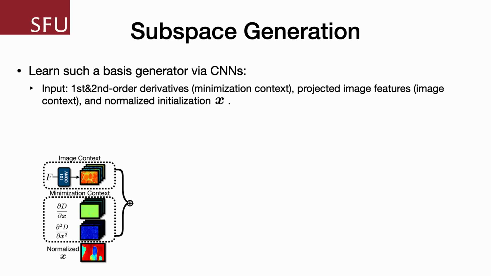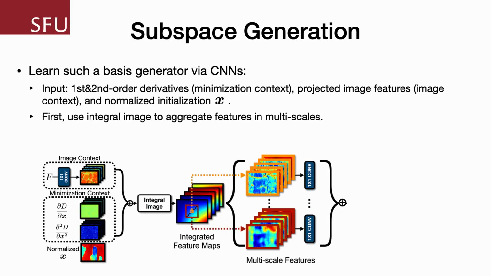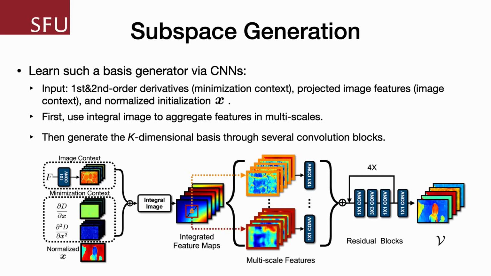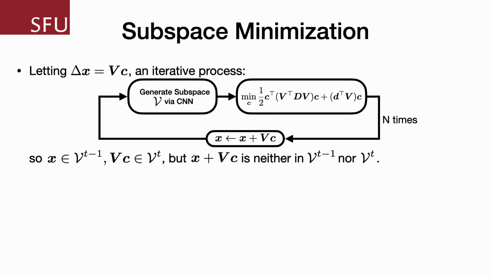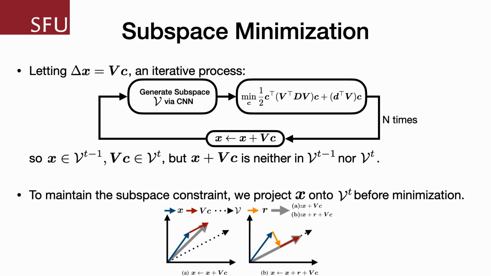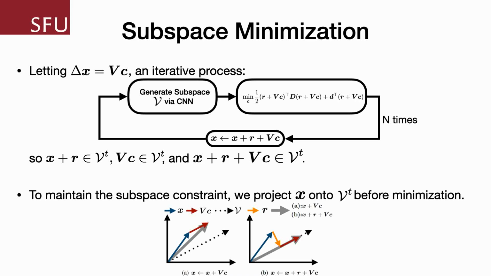Then we use the integral image to aggregate the information in multi-scale and generate the final basis vectors through several residue blocks. With the generated basis vectors, we represent the incremental solution delta x as a linear combination of these basis vectors. In each iteration, we estimate the linear combination coefficient c. However, the subspace constraint will be violated during the iterative process. So we project the previous solution x to the current subspace, and then the subspace constraint is maintained.